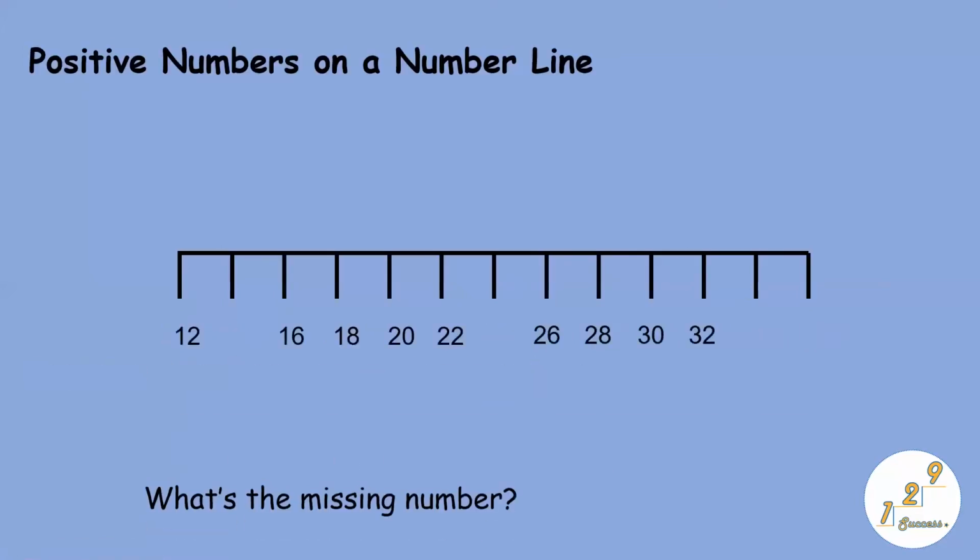We've got another number line here, and we're going to work out the missing numbers. Pause the video and have a go for yourself. Our answers are 14, 24, 34 and 36. If you'll notice on this number line, we're increasing by 2 each time. So we've gone 12 to 14, 22 to 24, 32 to 34 and then 34 to 36.